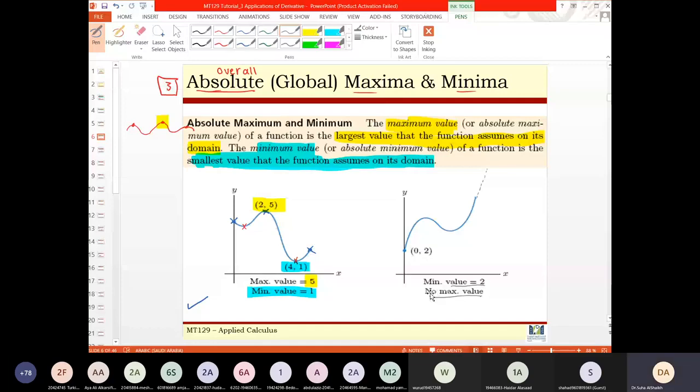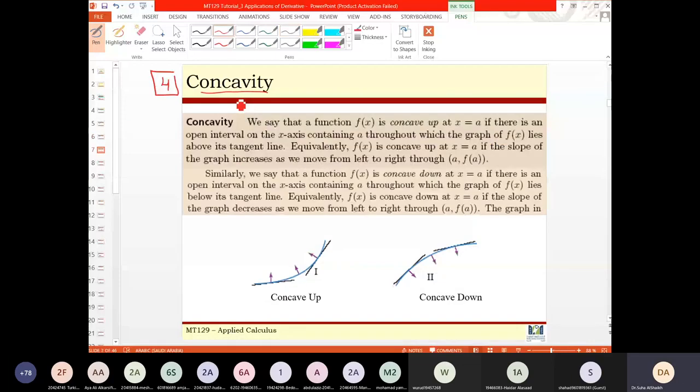Now the fourth thing is concavity. The word concavity in Arabic we call taqaur. The function can be concave up, and it can be concave down, meaning concave downward. So this is what we are talking about here. We have a concave down function.